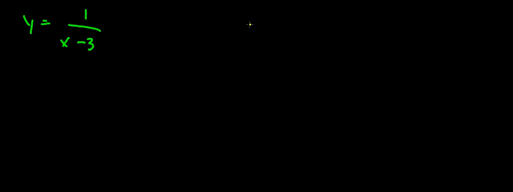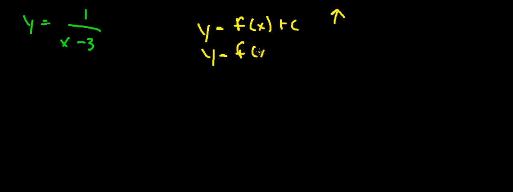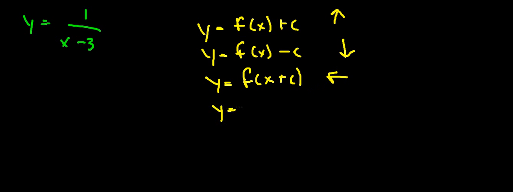And again, we know how to look for transformations by looking for things like these. Y is equal to f of x plus c: this is a vertical transformation going upwards. Y is equal to f of x minus c: this is a vertical transformation downwards. Y is equal to f of x plus c inside the function: this is a horizontal transformation to the left. Y is equal to f of x minus c inside the function: this is a horizontal transformation to the right.